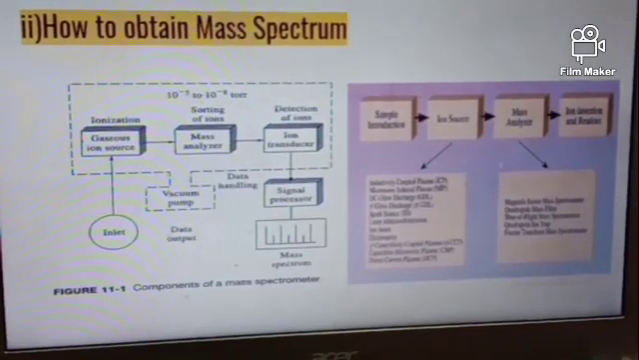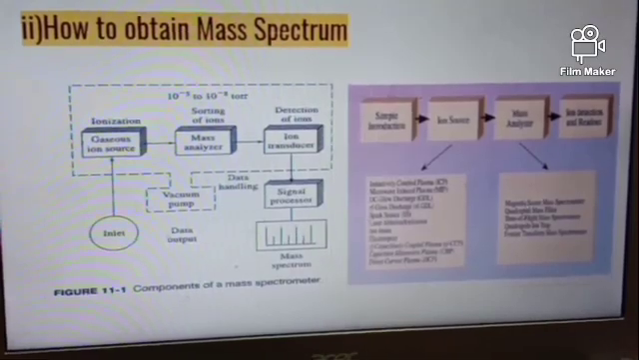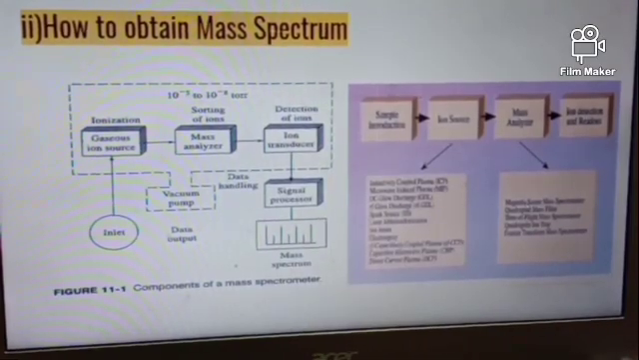Next, the mass analyzer. There are three types that are used in atomic mass spectrometry: the quadrupole mass spectrometer, the time of flight mass spectrometer, and the last one is the double focusing mass spectrometer.